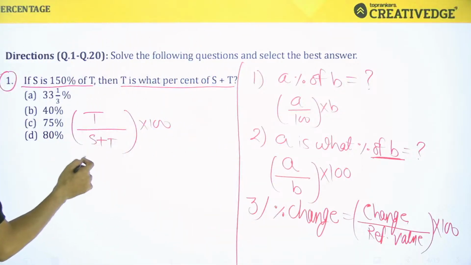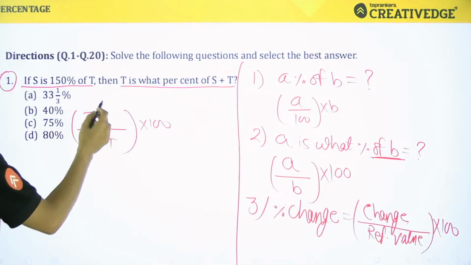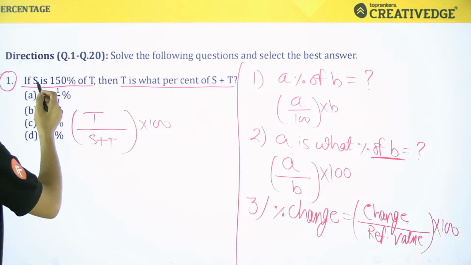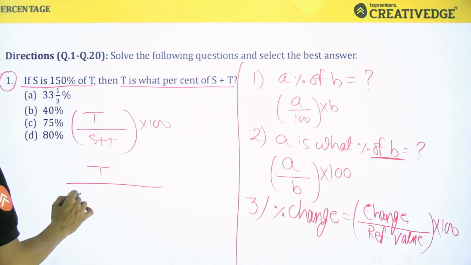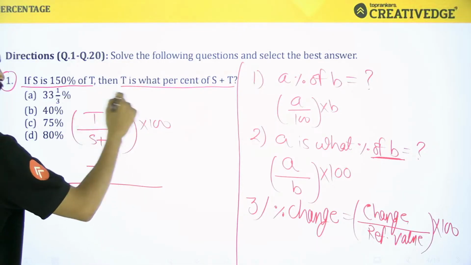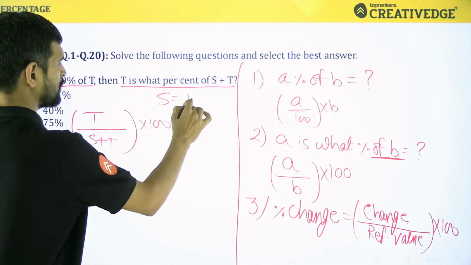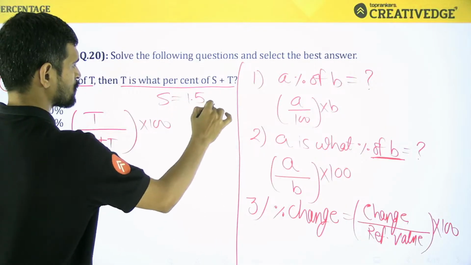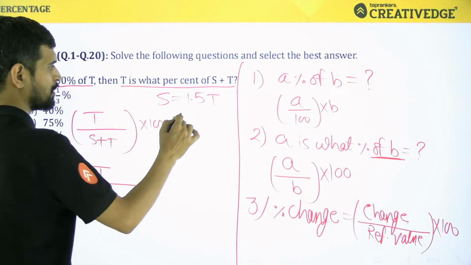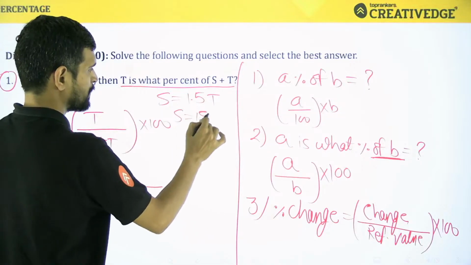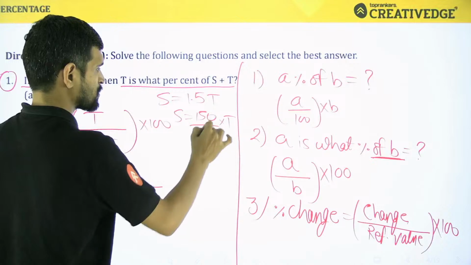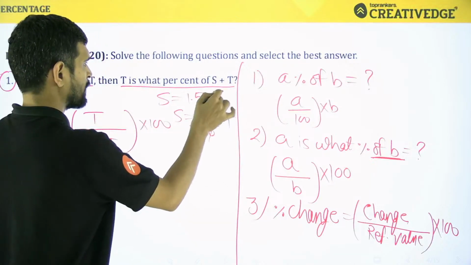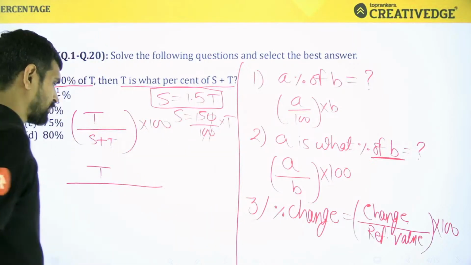All right. This is type 2 that we need to do. So T is T only, and S is 150% of T. So this is T, and if I want to convert S in terms of T, this will become 1.5 T, because S is 150% of T. So when you simplify, you will make S equal to 1.5 T.